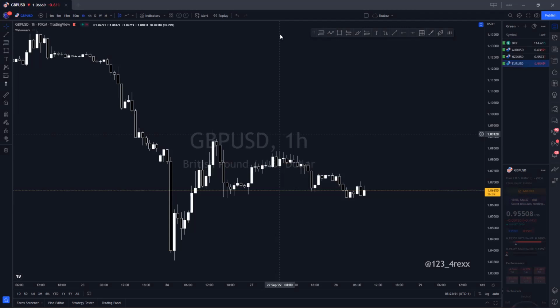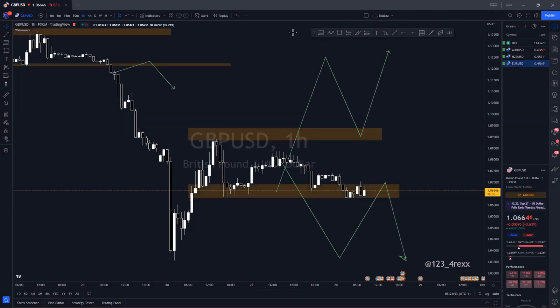GBP is still flat, so we'll still sit out on GBP. It's still in a range.